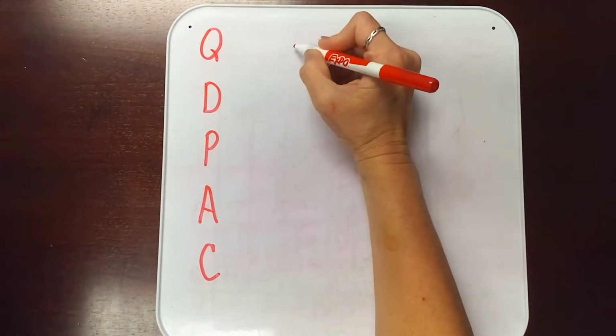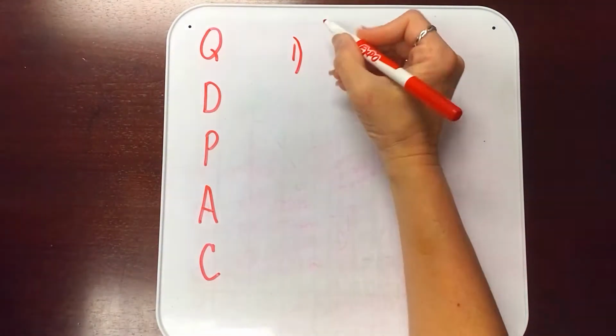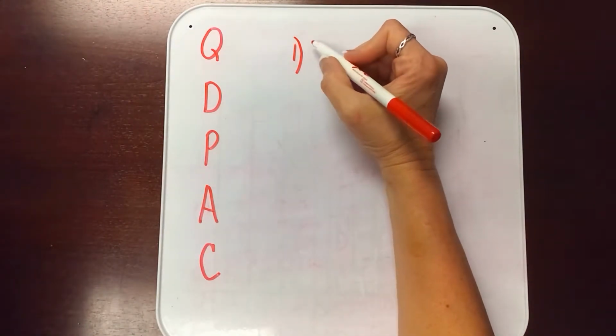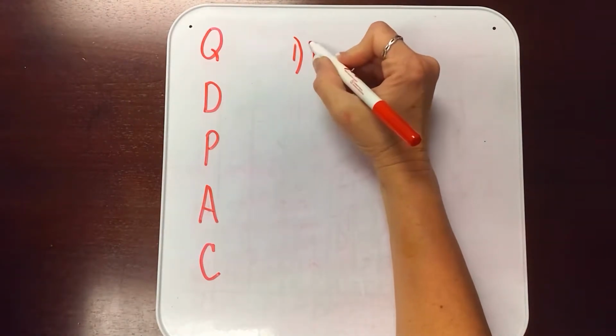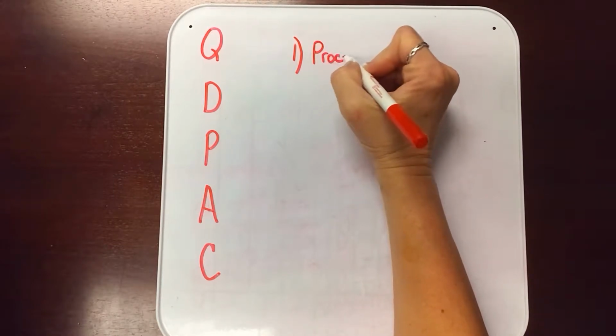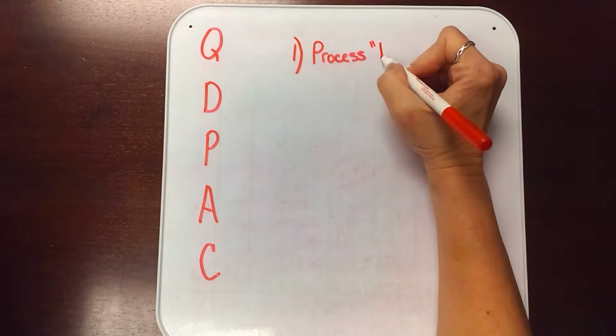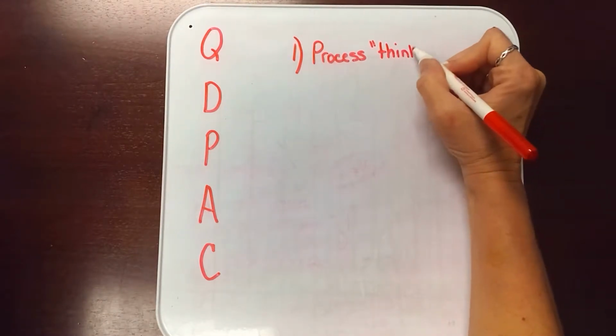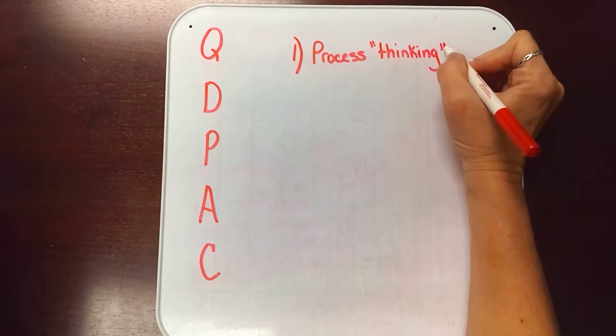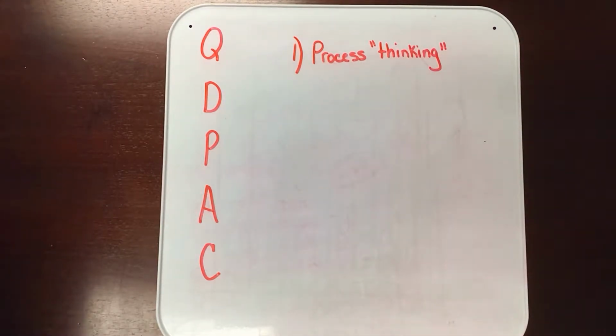check. And as I said, this process represents two things for us in the district. First of all, it is the thinking process that students go through when they solve any problem in the classroom or outside of the classroom. We want them to see the value of Qdpac in whatever they do. Anytime they have a problem, they have a tool in their toolbox that they can use to think through the problem.